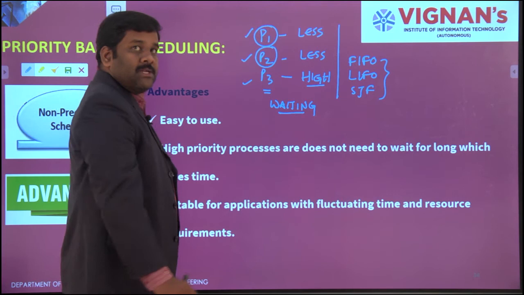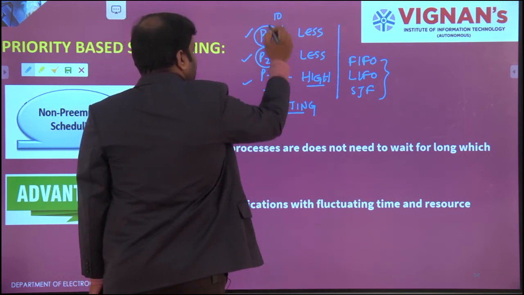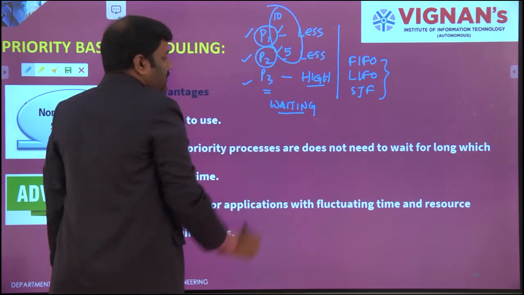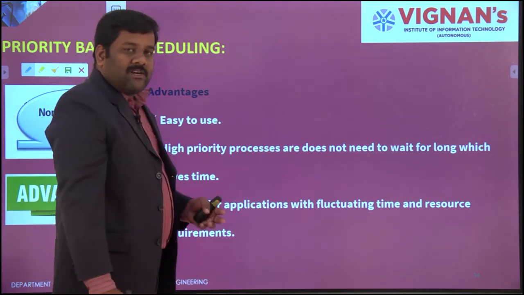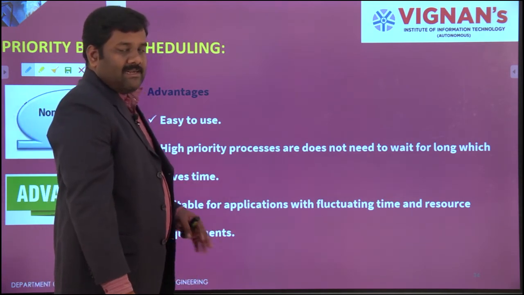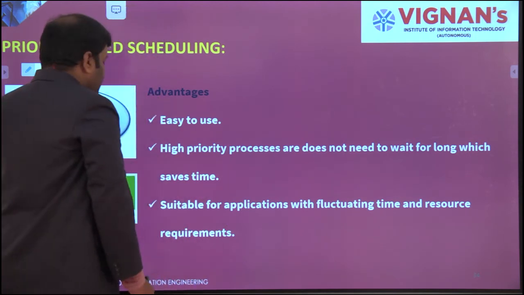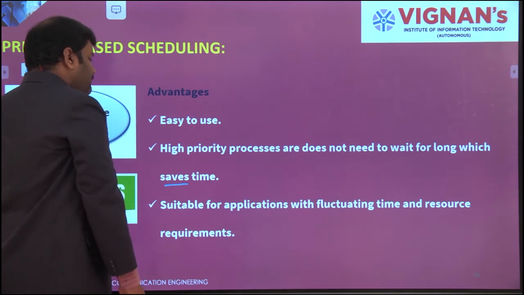So how much time does it have to wait for P1 and P2? For example, P1 has 10 seconds and P2 has 5 seconds, meaning P3 has to wait 15 seconds to execute. But with a priority based algorithm, P3 does not have to wait. Directly we can start the execution from P3 onwards. Because of that, time will be saved.